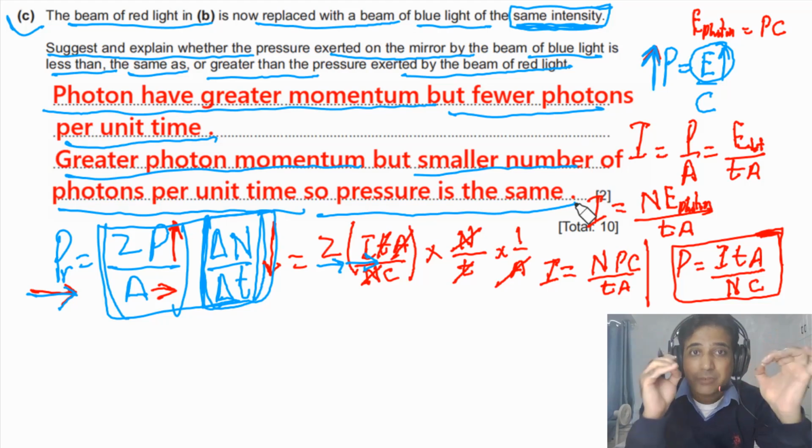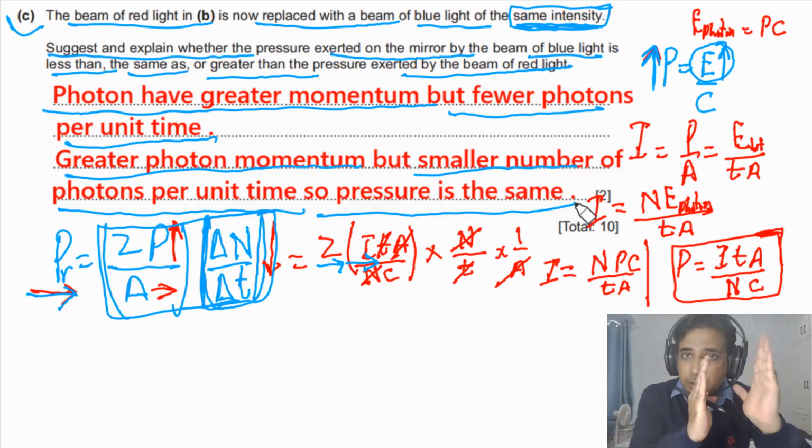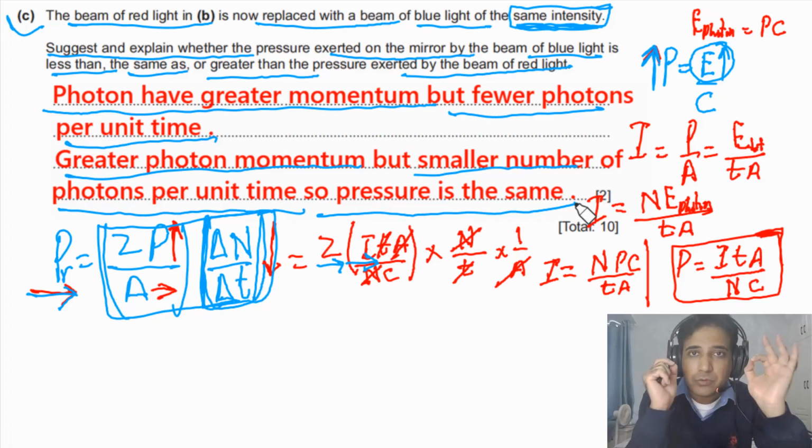I hope now you have a better understanding of why pressure is the same when intensity is the same. So next time you can understand: as long as intensity remains the same, pressure remains the same.